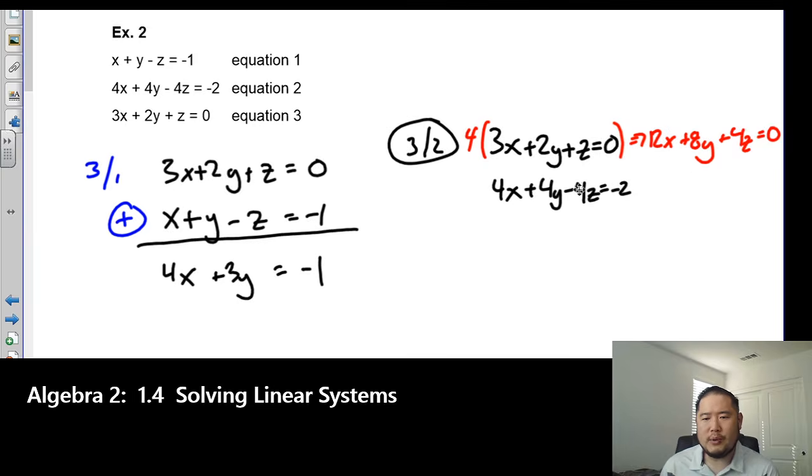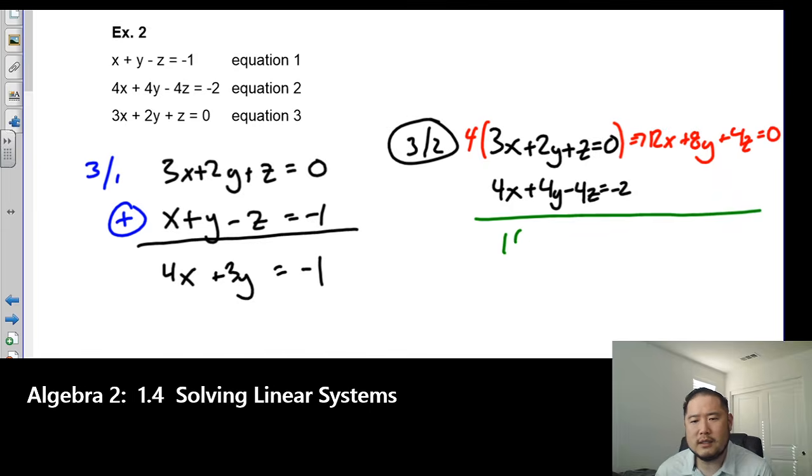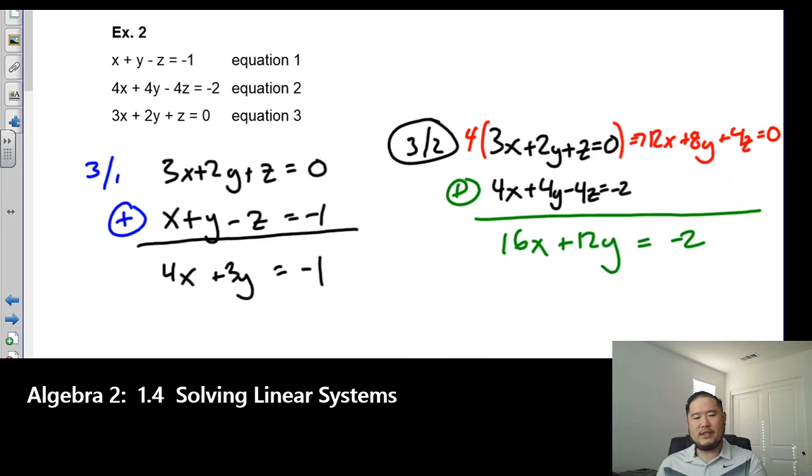So let's add these 2 equations up now. As a result, let's see here. We've got 12x plus 4x is 16x. We have 8y plus 4y, that's plus 12y. And then 4z minus z is equal to 0. And then 0 plus negative 2 right here happens to be negative 2. So we have 2 equations, 2 unknowns now.